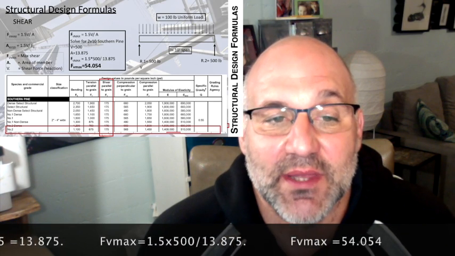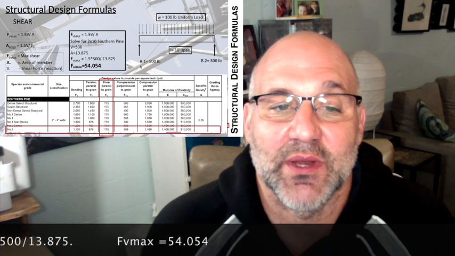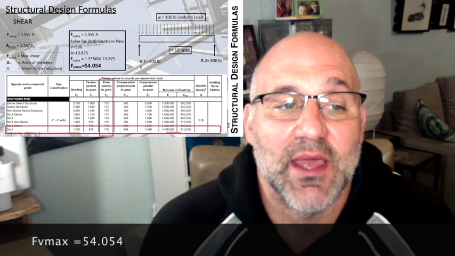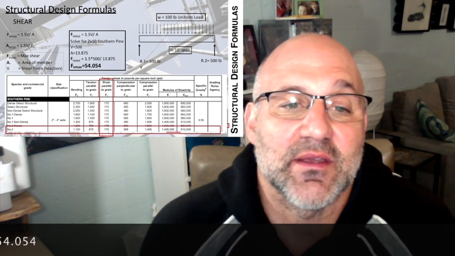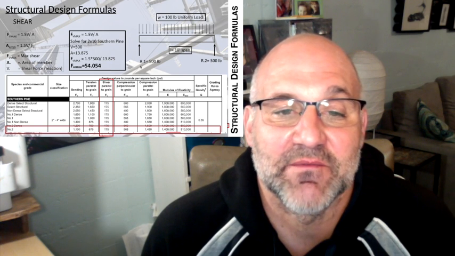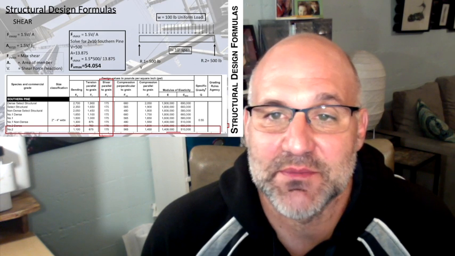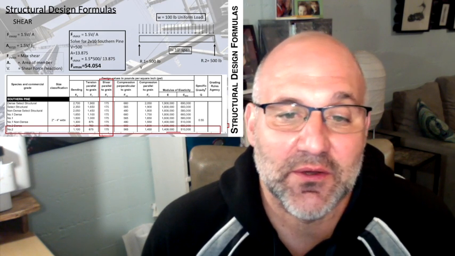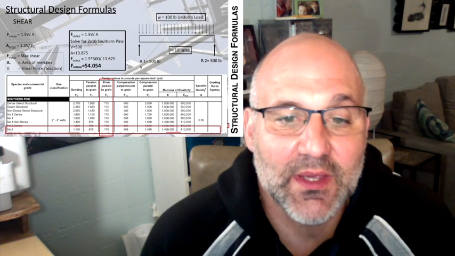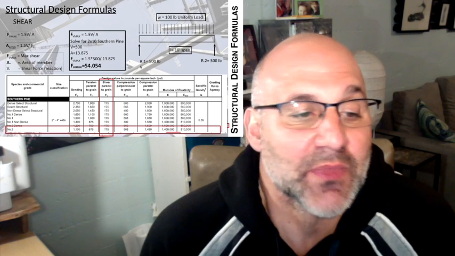So we plug that in. We take 1.5 times 500 divided by 13.875. And that gives us an FV max, or a shear max, of 54.05. So that's the amount of shear that is placed on this beam because of this load. And that's also a per square inch number.